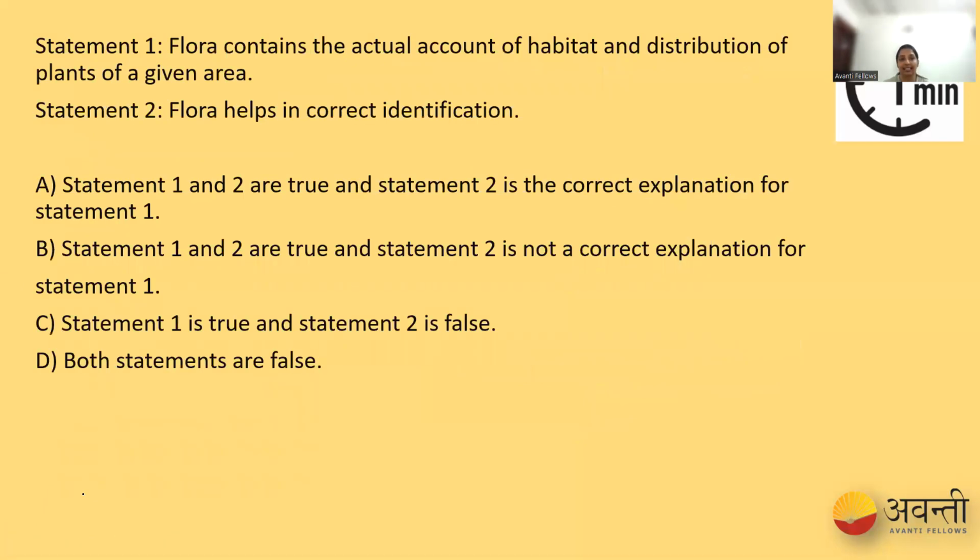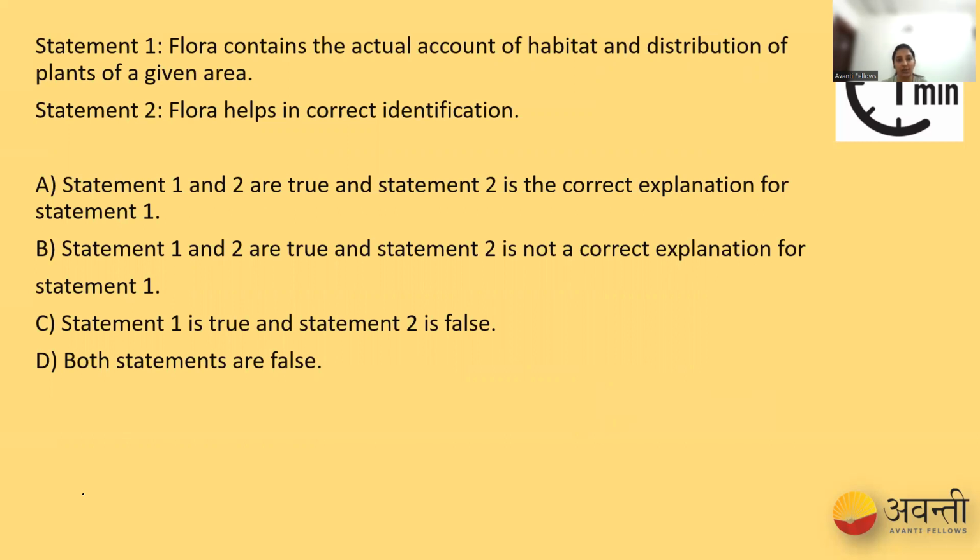Next question says that statement 1: flora contains the actual account of habitat and distribution of plants of a given area. Statement 2: flora helps in correct identification. Option A says statements 1 and 2 are correct and 2 is the correct explanation for statement 1. B says statements 1 and 2 are true and statement 2 is not a correct explanation for statement 1.